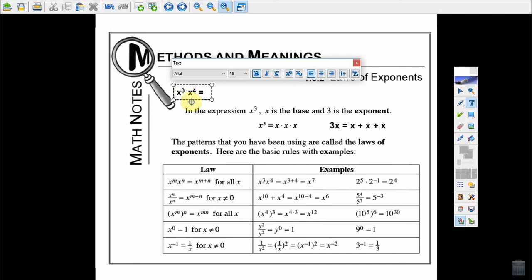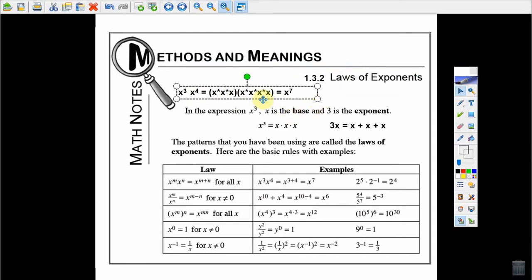So x to the third, I can rewrite that as x times x times x. So that's my x to the third. And then I'm going to multiply that times x to the fourth. Well, that's x times x times x times x. So really all I'm doing is multiplying 3 x's together and 4 x's together. So I have a total of how many x's? I've got 7 x's there, all being multiplied. So that's going to just be x to the 7th. So that's why we can add those exponents when they're the same base.